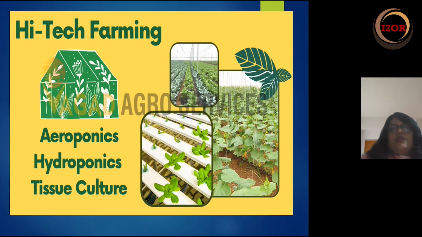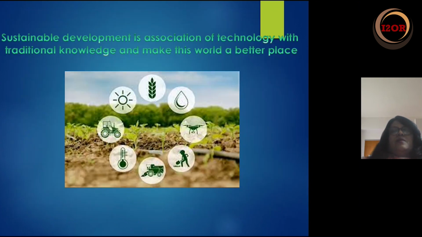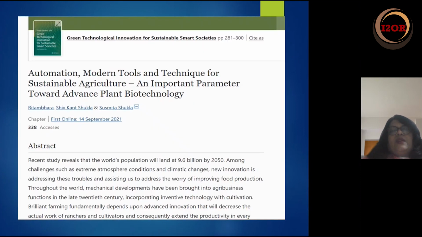So with limited land, there is another opportunity where we can propagate different plant species. Here, sustainable development and the association of technology with traditional knowledge can make this world a better place. That's what we are trying to do, right? By using traditional knowledge as well and incorporating advanced technology, we are trying to reach sustainable agriculture, and this can be done by utilizing this.